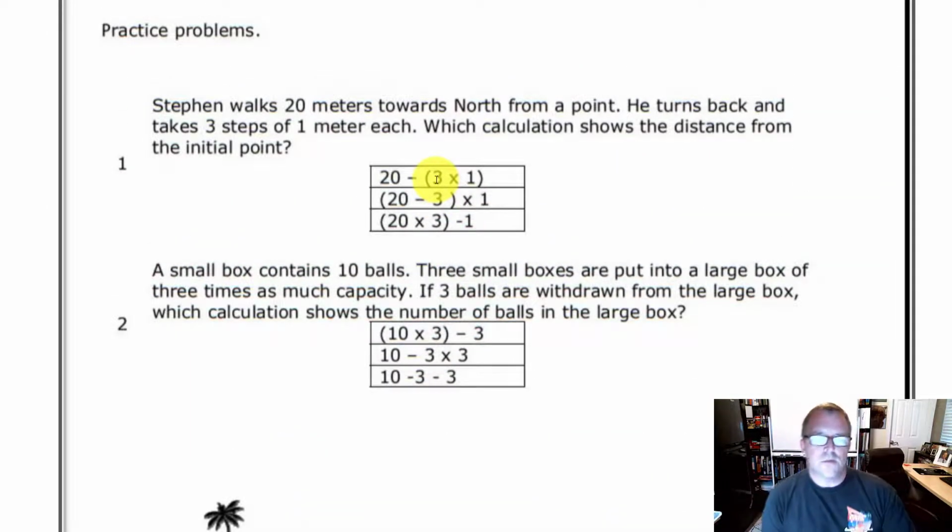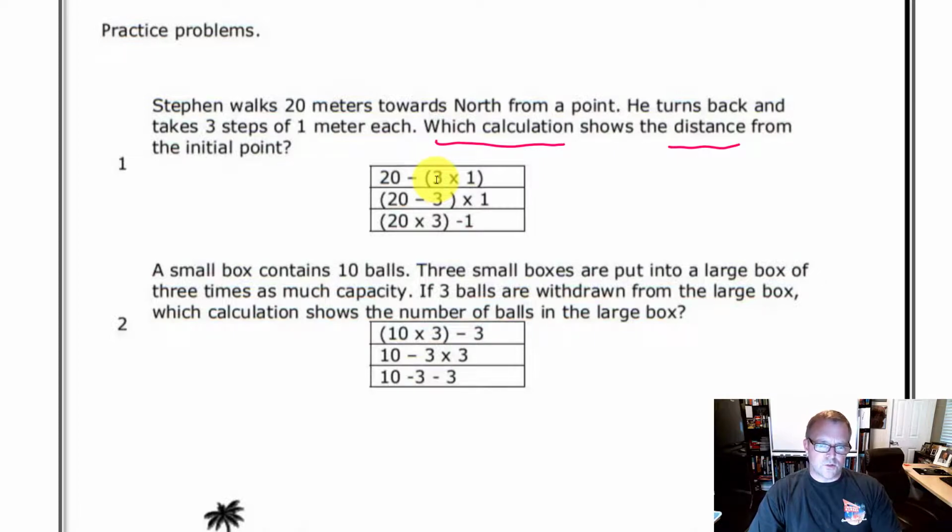Okay, so one of these, let me see, one of these has 2 answers that could actually work. So we're going to have, yeah, this first one does. I thought so. Okay, so 2 of these answers would actually work, and so if you chose one over the other, I would say, yeah, you're right, because you got the same answer, because it says, which calculation shows the distance? Well, there's 2 of them that do. Let's prove it.